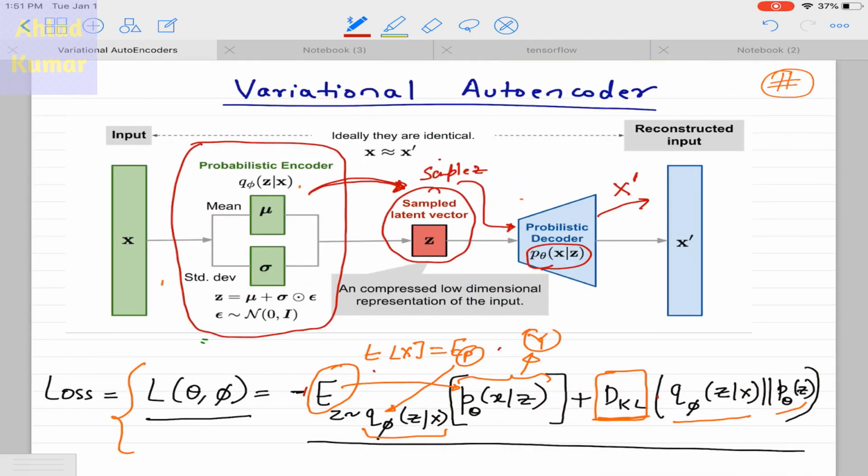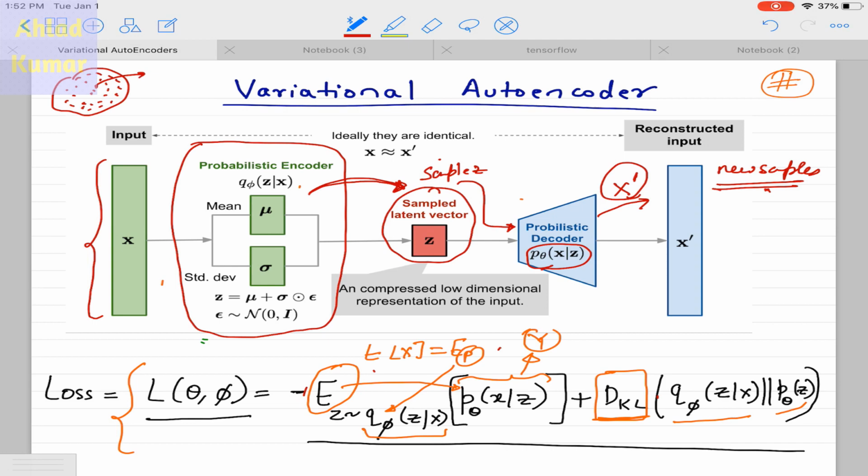Please note that I have written new samples. New samples means samples which are not present in the inputs. If you have inputs with multiple samples like this, the new sample x hat will not be one of them; it will be a different sample. It will be something from this distribution, but it will be a new x hat sample.